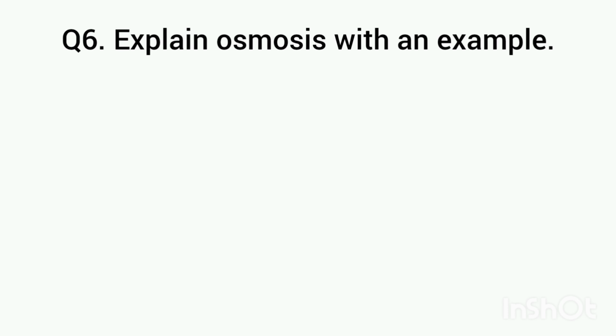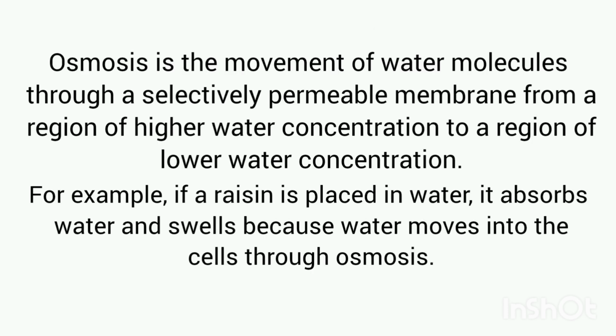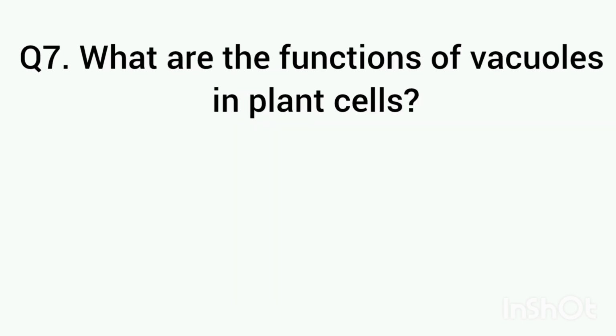Explain osmosis with an example. Osmosis is the movement of water particles through a selectively permeable membrane from a region of higher water concentration to a region of lower water concentration. Example, if a raisin is placed in water, it absorbs water and swells because water moves into the cells through osmosis. What are the functions of vacuoles in plant cells?